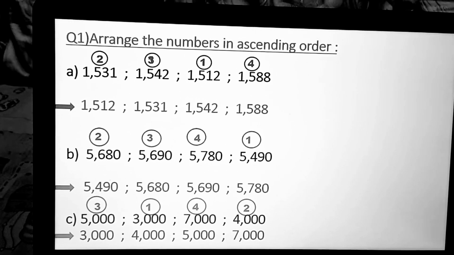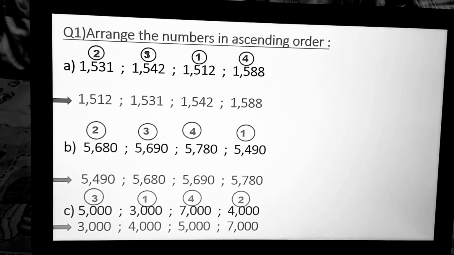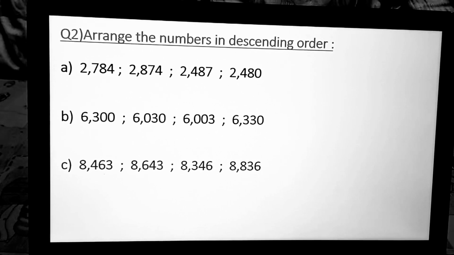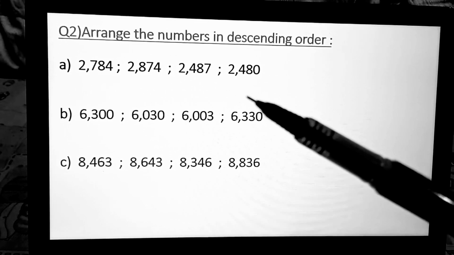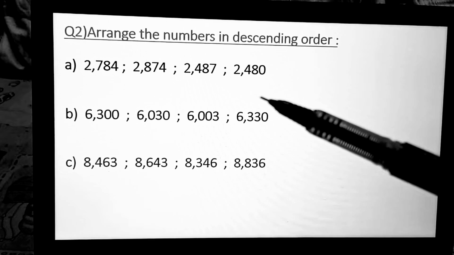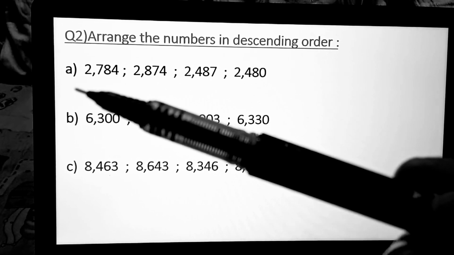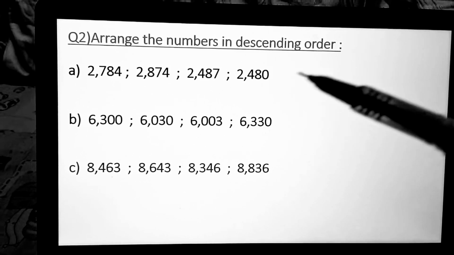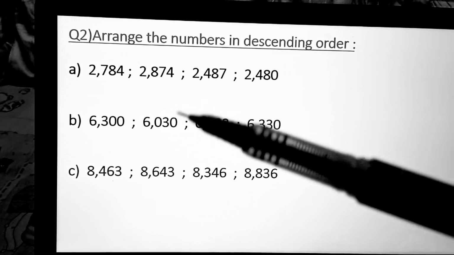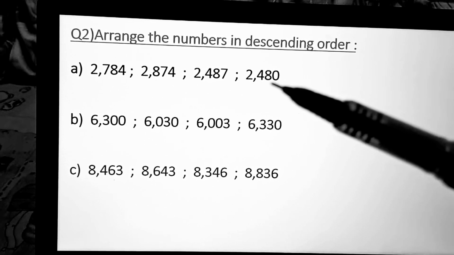Second number question. Arrange the numbers in descending order. We will do in descending order, children. We will start writing numbers from greatest one to the smallest one. So here we have to find the greatest number among these. Okay. Again I have taken here 3 questions, children. Now you have to find the greatest number.